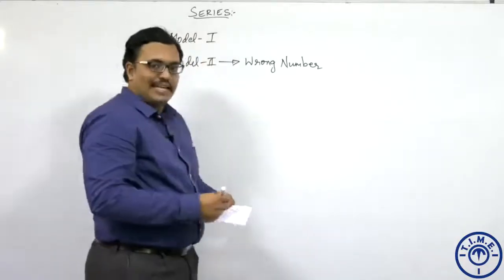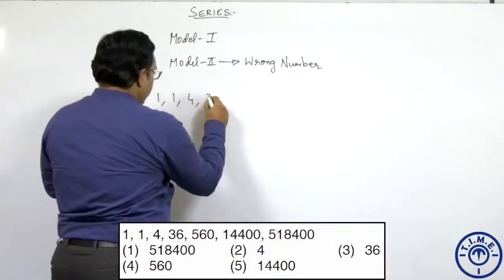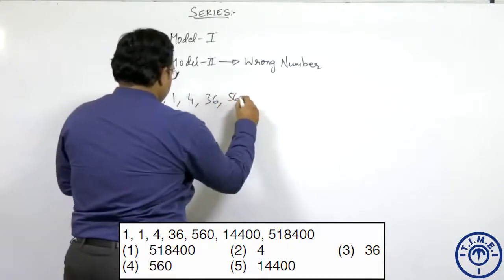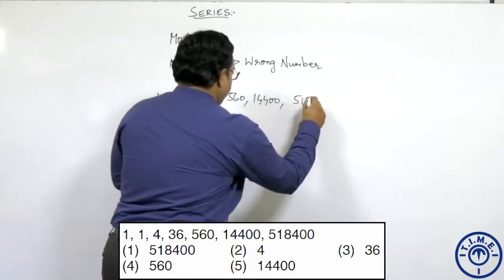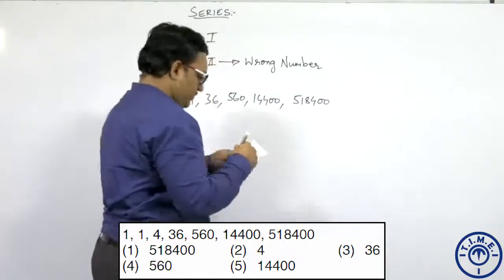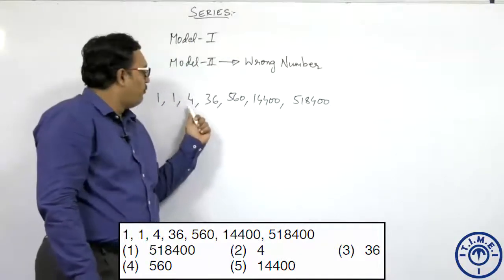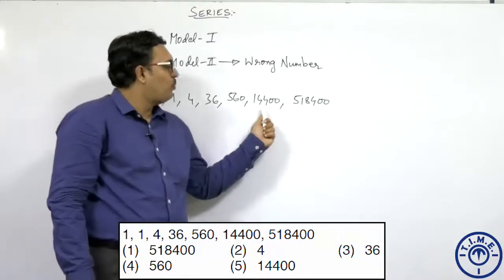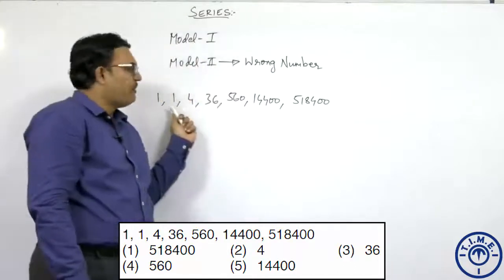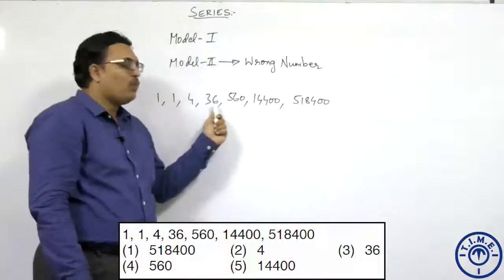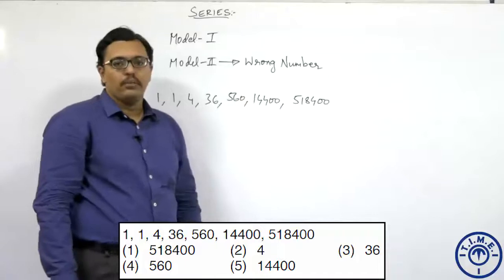So let us see an example for this one. Right. So now here, if you see 1, 1, 4, 36, 560, 14,400 and 5,18,400. If you observe, there are no blanks here. So that means there is one number which does not belong in this particular series. So we have to find that particular wrong number in the series.